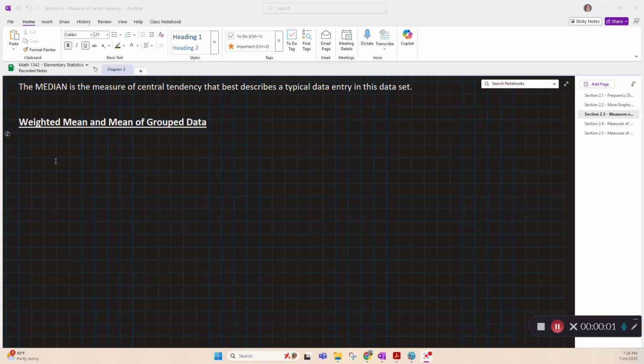Okay, so now that we've done just individual means, where we look at the whole raw data set, let's talk about weighted means and the mean of group data. Now, you're actually more familiar with this than you even realize. So let's start with a definition, as we tend to always do here.